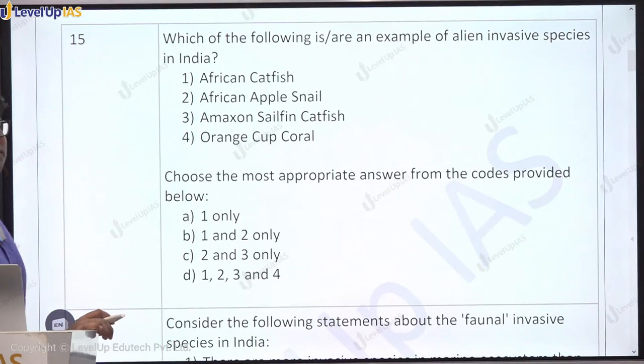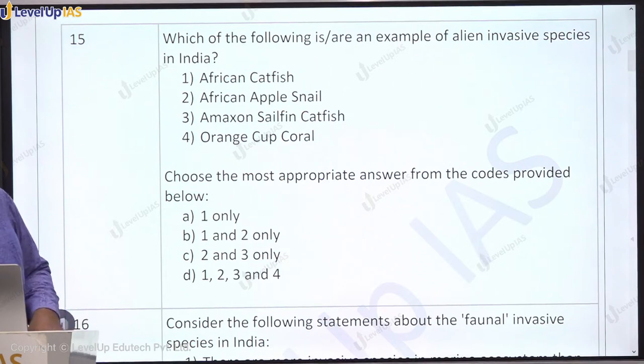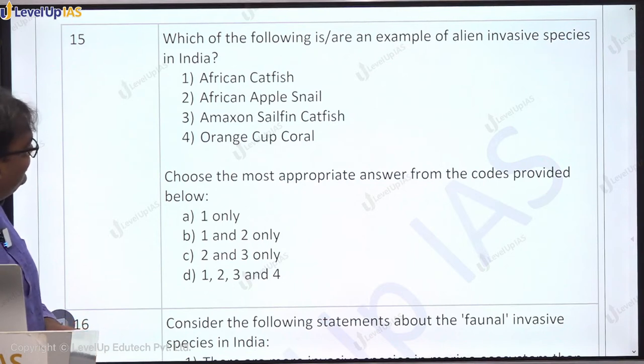Alien invasive species in India. Whose turn? What is your name? Umesh. Yes, Umesh. What is the answer? Come on, Umesh. D? Yes.